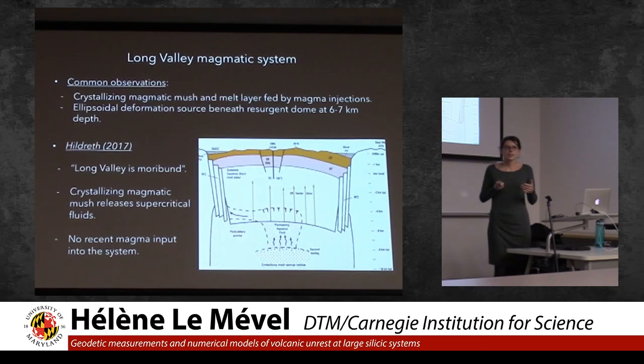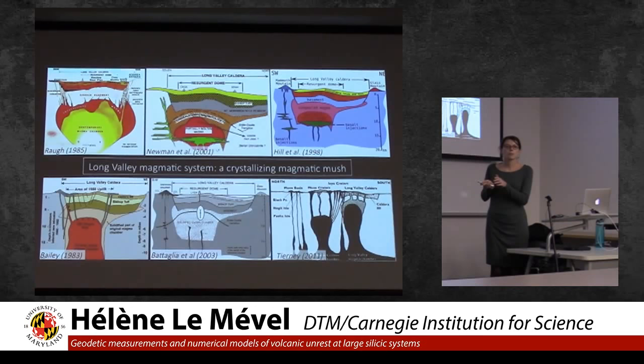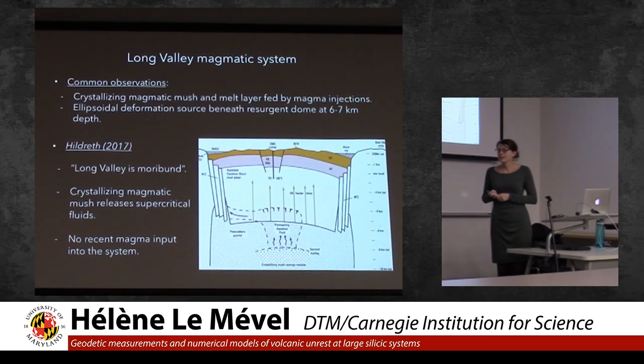And for the geodetic studies of the Long Valley unrest, most of them considered very simple models, but they all find that an ellipsoid deformation source beneath the resurgent dome, located at about 6 or 7 kilometer depth, explained the spatial pattern pretty well. This is an example of this ellipsoid deformation source from Battaglia 2003. Now, very recently, in 2017, Wes Hildreth proposed a different scenario. According to him, it's the crystallizing magmatic mush that releases supercritical fluids, and it's the pressurization of the layer above by these fluids that leads to deformation.